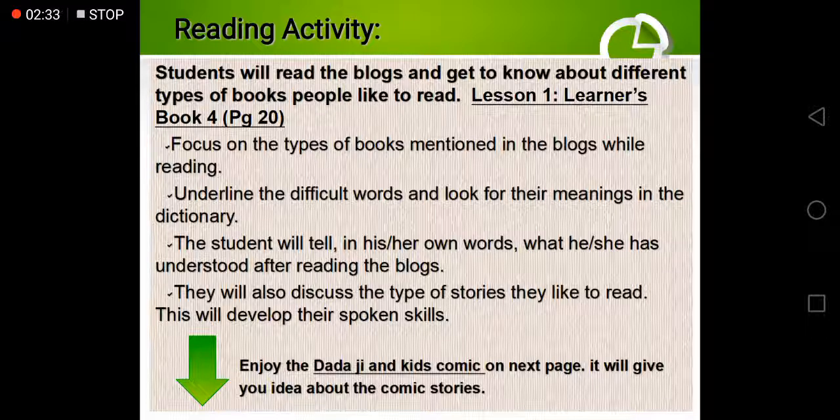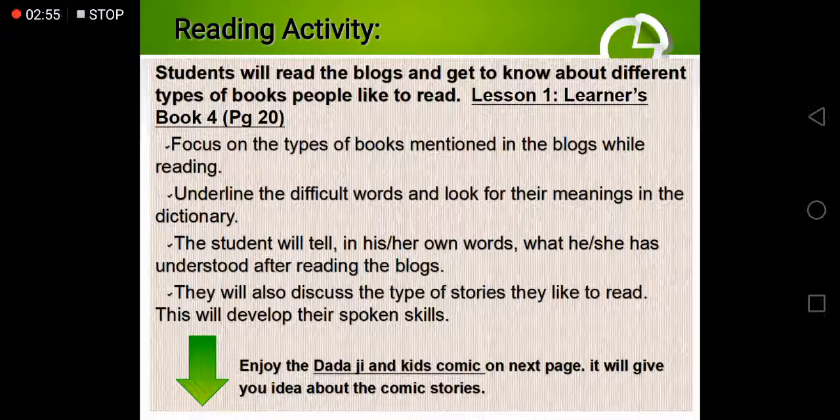You are going to underline the difficult words and look for their meanings in the dictionary. The students will tell it in their own words what they have understood after reading the blogs. They will also discuss the type of stories they like to read. This will develop their spoken skills.